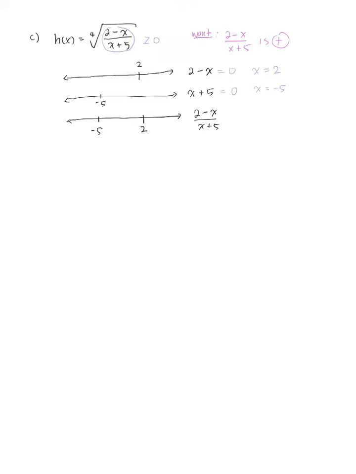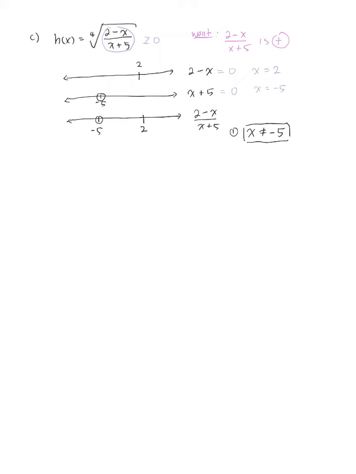All right, so now let's go with the first restriction. Look at the fraction. First of all, x cannot be negative 5, because if so, then the bottom of the fraction becomes 0. So I'm just going to jot down the open circle around negative 5.